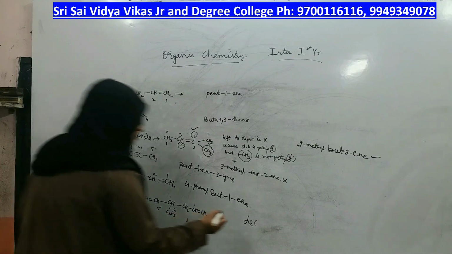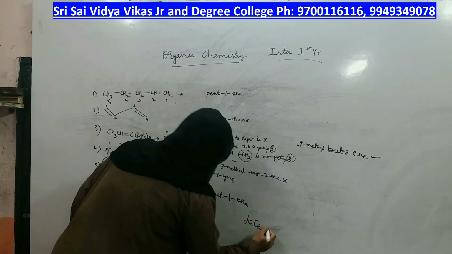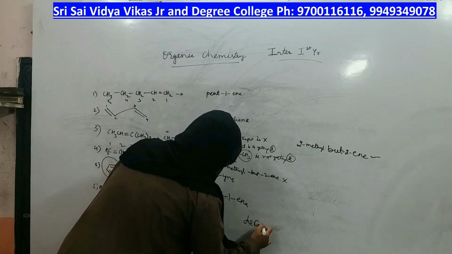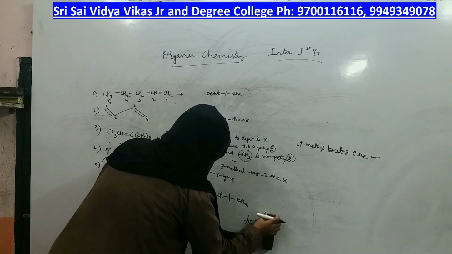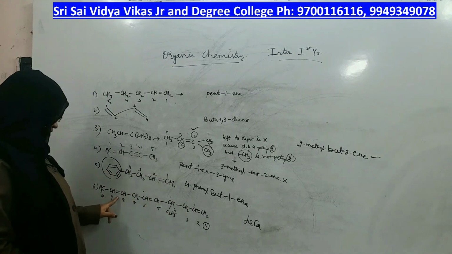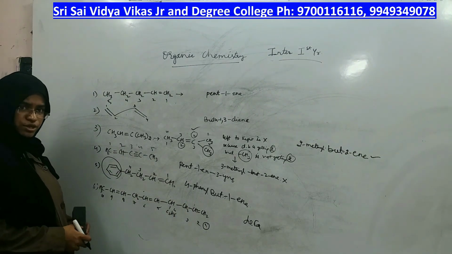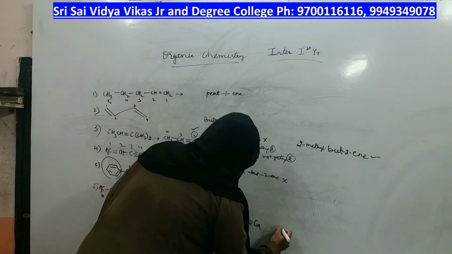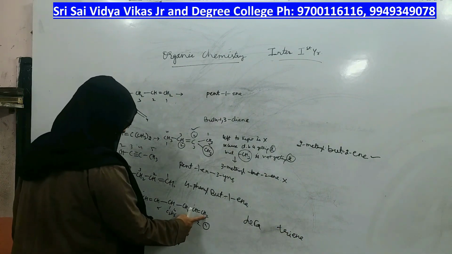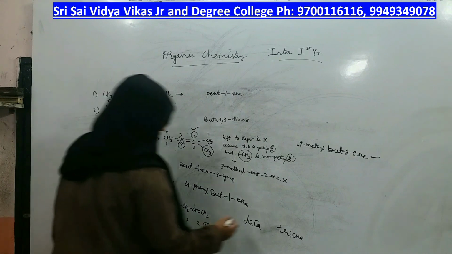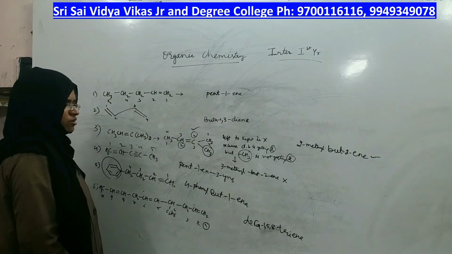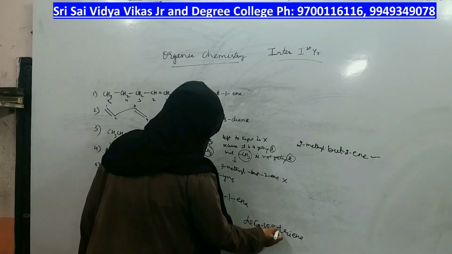How many double bonds are present? Deca. From decane, I should remove this and write about double bonds. 1, 2, 3. 3 double bonds are present in a single molecule, means it should be triene. Where are those double bonds present? It is present at first carbon, fifth carbon and 8th carbon. So I should write 1, 5, 8. Deca-1,5,8-triene. This is the name of the last compound.